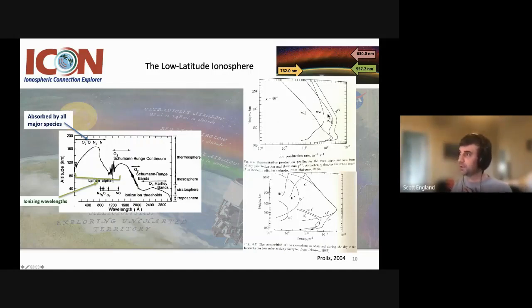But this should be no surprise. This is where we're seeing a lot of these photoelectrons being produced. It's where we're seeing this far UV airglow being strong. It's no coincidence these are all in the same altitude range.